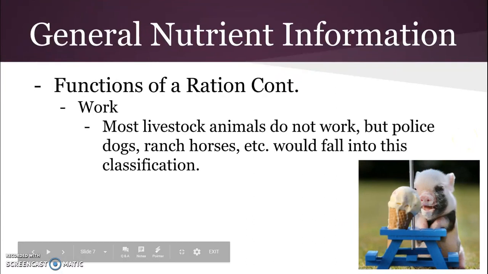There's also a work ration. Now, in the US especially, most livestock animals are not going to work. All right, in lesser developed countries, we do use them to power our farms and that sort of thing because they don't have access to tractors and vehicles. But if we're looking at agriculture in the United States, animals like police dogs, ranch horses, those types of animals would fall into this classification and they would need to be fed a work ration.